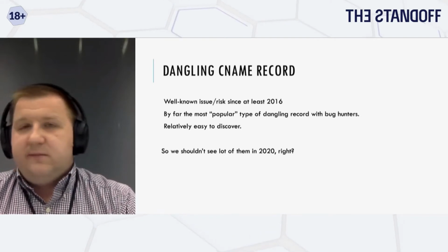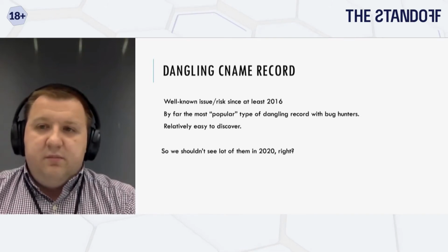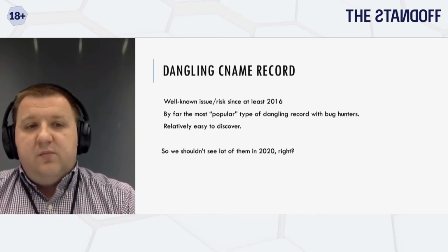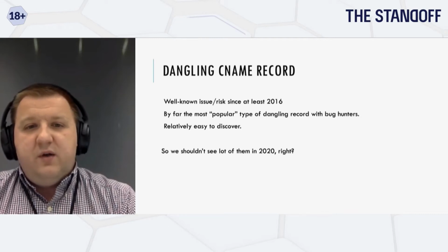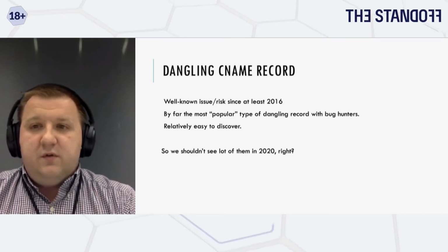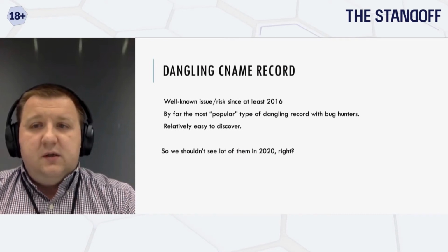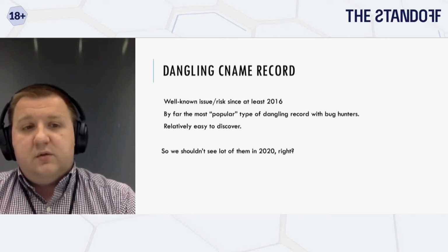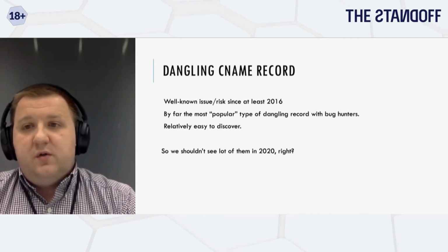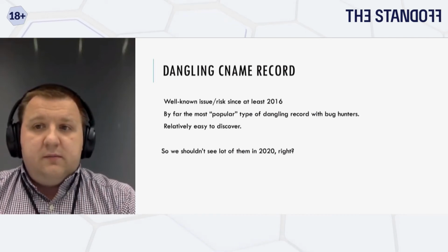If you read security blogs, or if you simply follow leading bug hunters, or what you analyze being the blue team, it will show that this is actually the most popular type of dangling records. The majority of people will be interested in those, and it is pretty easy to identify them. Another characteristic of dangling CNAME records is that they're easier to find compared to some other types.